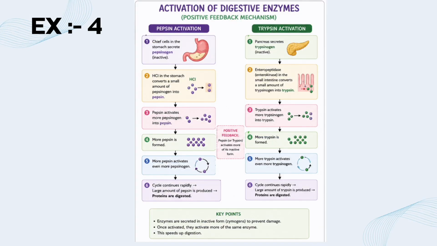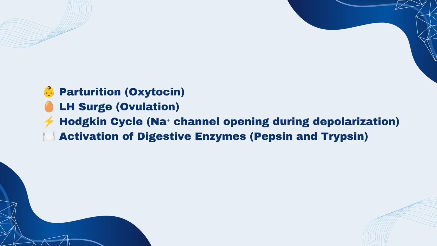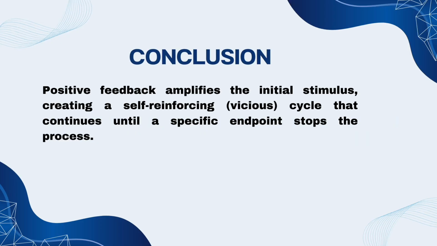Example 4 is the activation of digestive enzymes: activation of the digestive enzymes pepsinogen and trypsinogen by the pepsin and trypsin enzymes. Please remember that these are the four classic examples of the positive feedback mechanism: the parturition reflex, LH surge, Hodgkin cycle, and activation of digestive enzymes. Finally we come to the conclusion that positive feedback amplifies the initial stimulus, creating a vicious cycle that continues until a specific endpoint stops the process. This is all about the positive feedback mechanism.